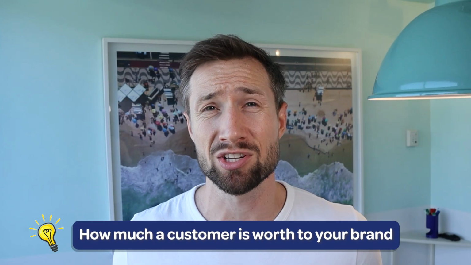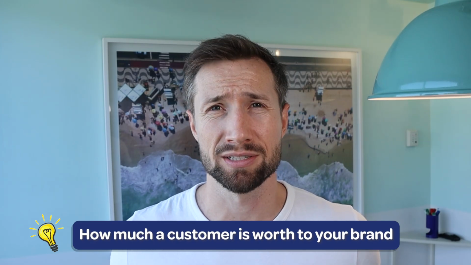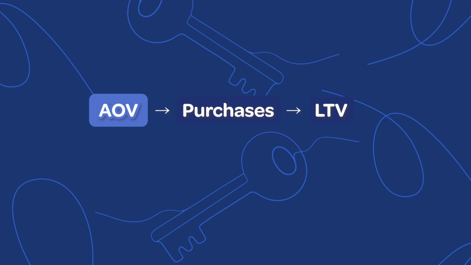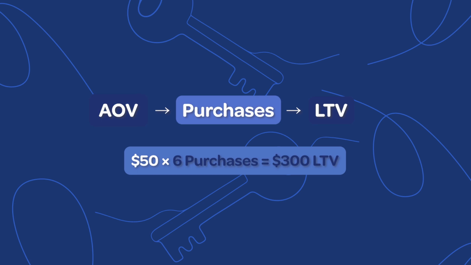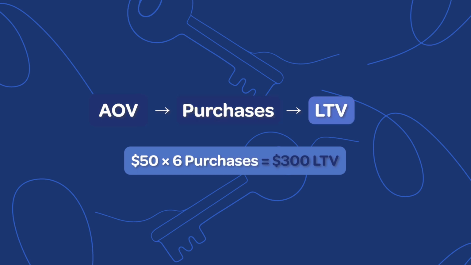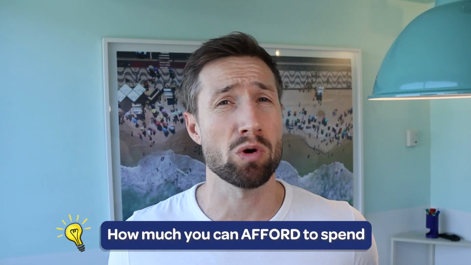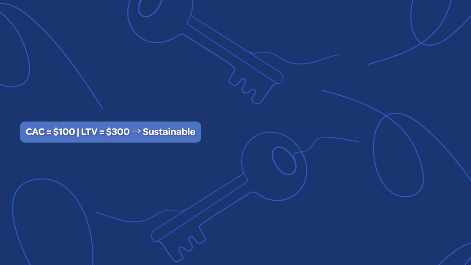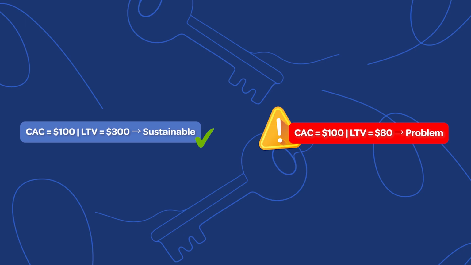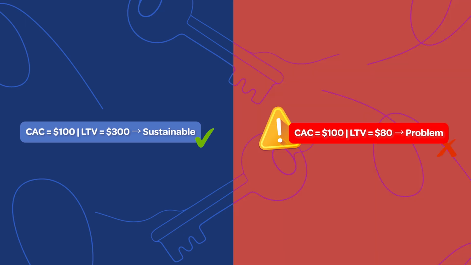So your LTV, or your customer lifetime value, is basically how much revenue each customer generates across the lifetime of your brand. For example, if your average order value is $50 and an average customer buys from you 6 times, then their LTV is $300. Now, this number is super important because it tells you how much you can actually spend to acquire a customer. So if your CAC is $100 and your LTV is $300, then you're in a good spot. But if your CAC is $100 and your LTV is only $80, then you've got a real problem.